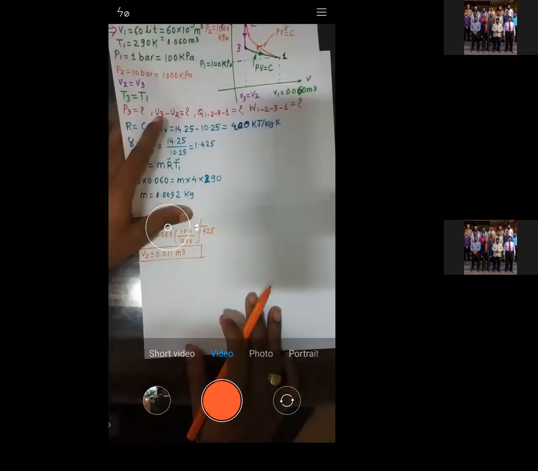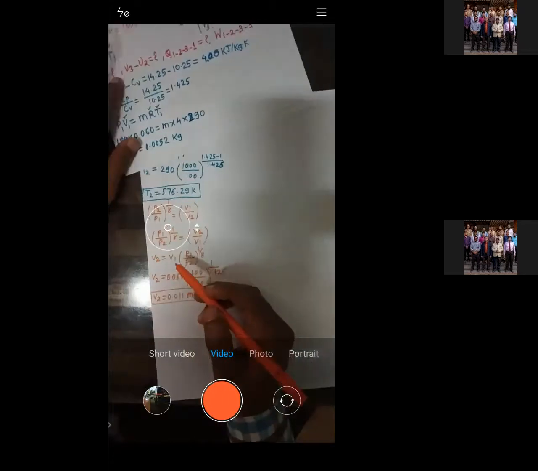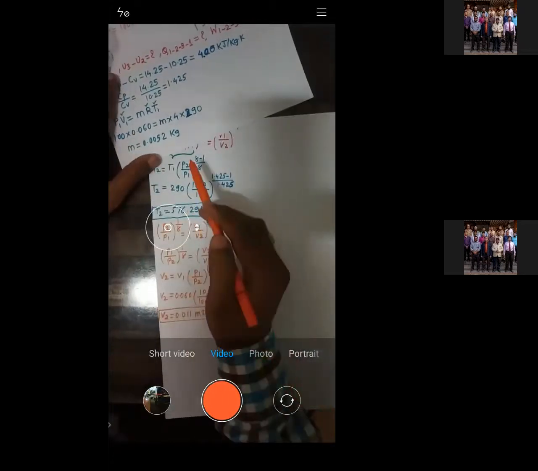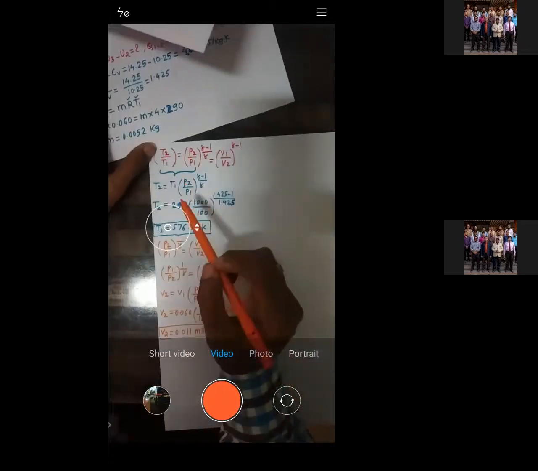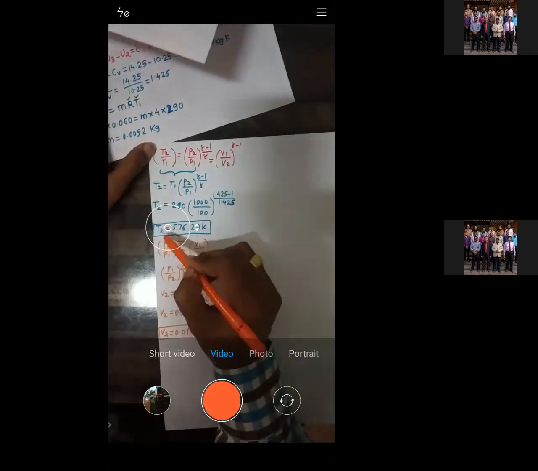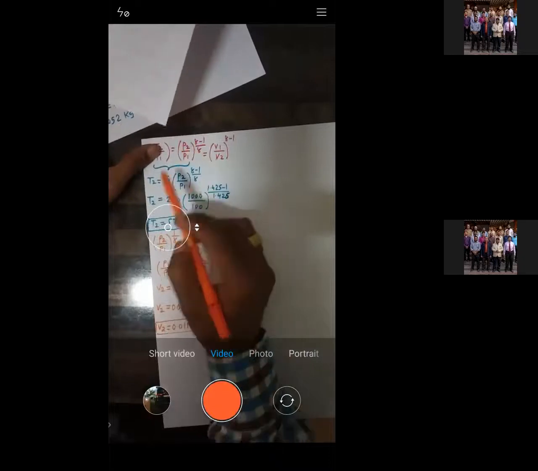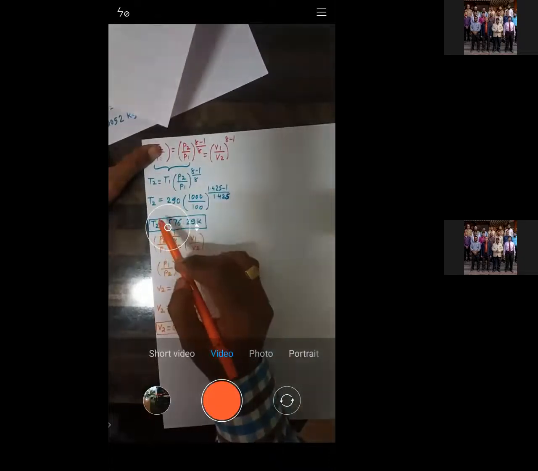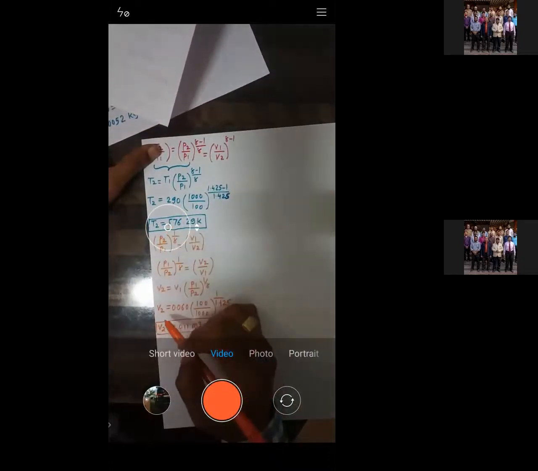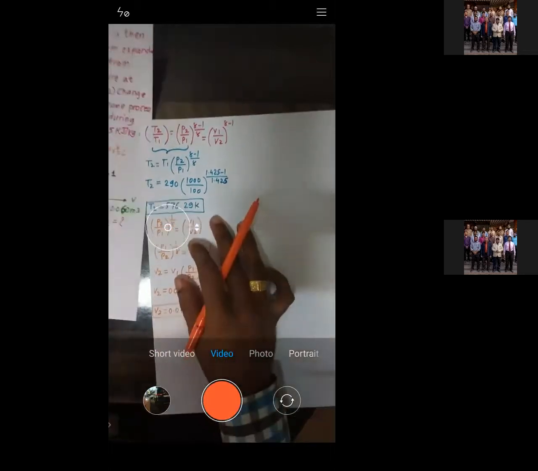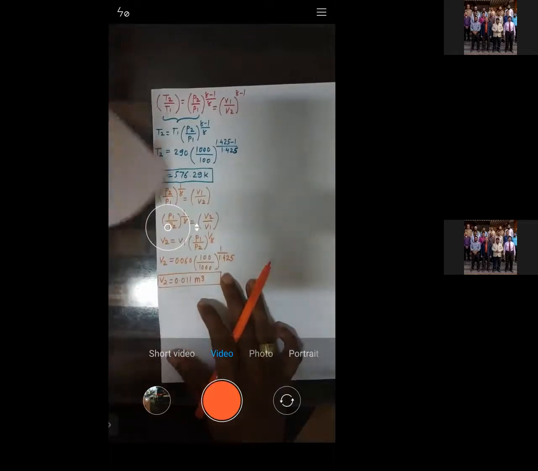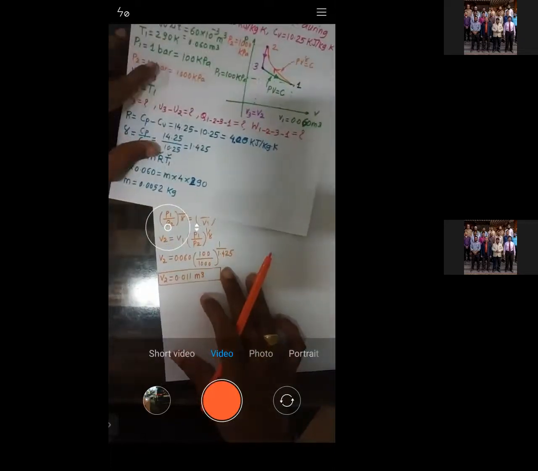Now P2 is known, T2 we have calculated, also V2 we have calculated. P2 they have mentioned in the problem. So at point number 2, now all the properties are known. Now let us calculate the work done during 1 to 2.